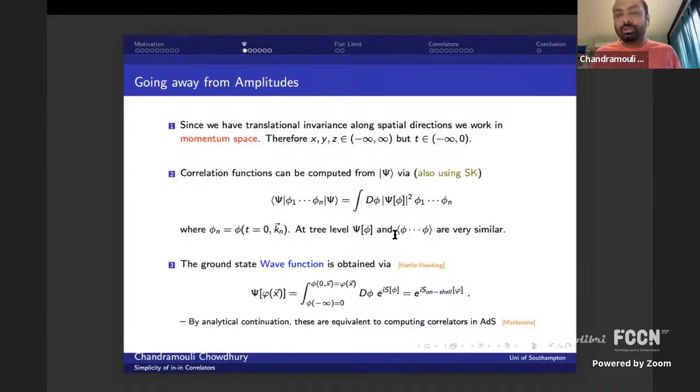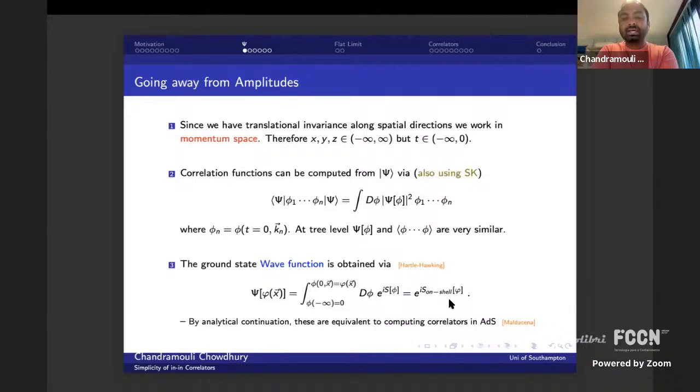So they're not very different at tree level. And one way to define psi, when you're interested in the vacuum wave function, when you're interested in the vacuum state, is to define it by a path integral. So you can define psi as the following path integral, where you place some boundary conditions at t goes to minus infinity, and at t goes to 0, you tell how the profile of the field should look, and you just evaluate this path integral. And by a saddle point approximation, this is nothing but e to the power of the on-shell action.